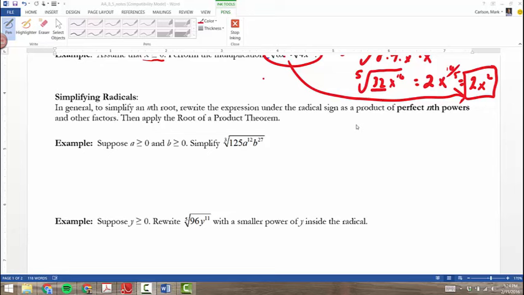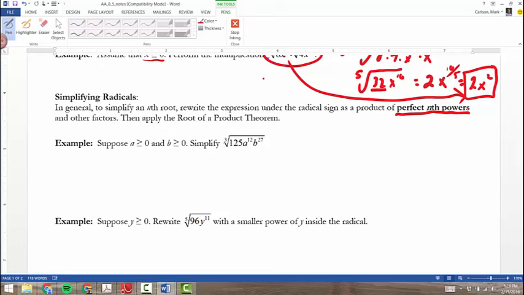In general, to simplify an nth root, rewrite the expression under the radical sign as the product of perfect nth powers and other factors. Then apply the root of a product theorem. Let's look at what that means and how we can go about doing that. If I look at this example, and assume that both a and b are greater than or equal to 0, I want to pull everything out of the radical that I can. In simplifying radicals, sometimes our simplified radical doesn't look any simpler than it started. We just need to pull everything out of the radical that we can.